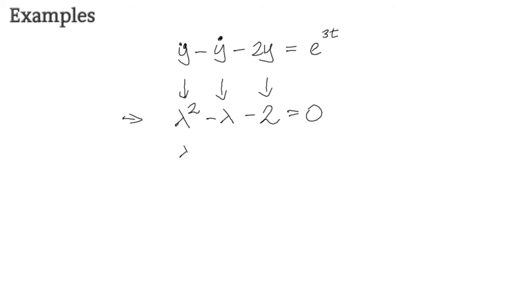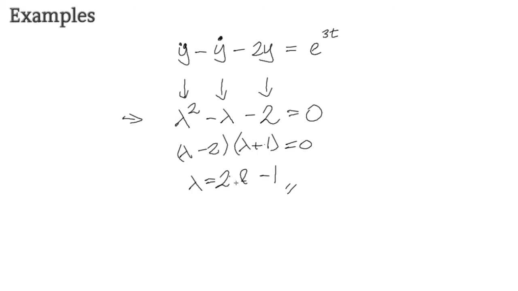We can factorize this: lambda minus 2 times lambda plus 1 equals 0, and solve for lambda. Lambda equals 2 and minus 1.